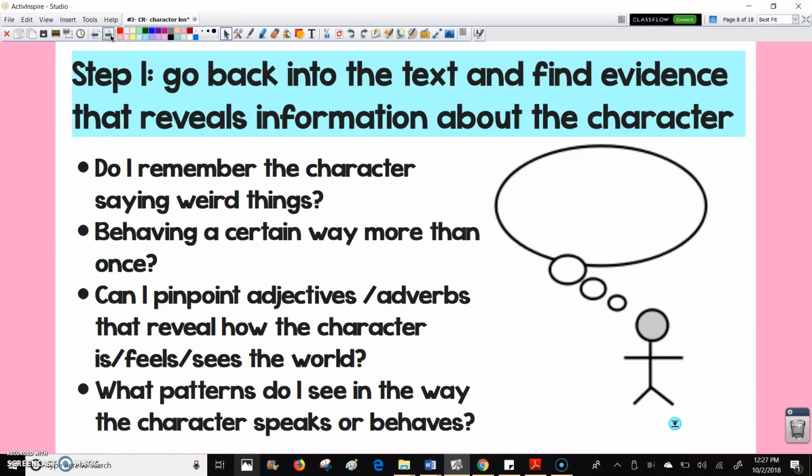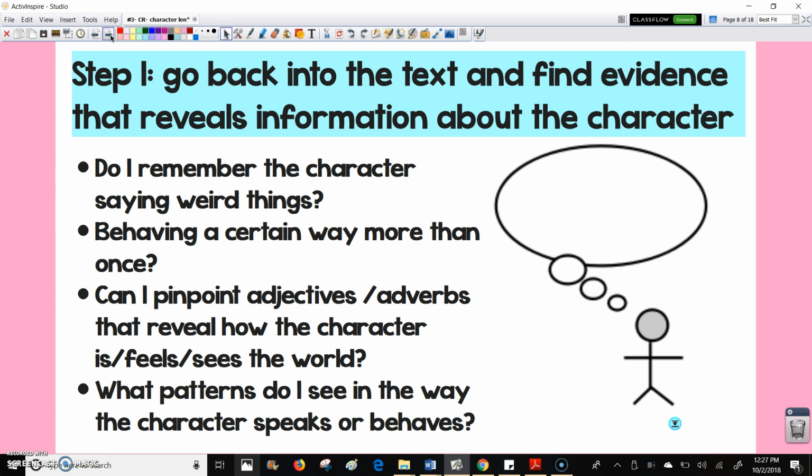First step: I have to choose my character. I'm going to focus on the old man. The first thing I do for this close reading is go back into the text and find my evidence. Since this is character, I specifically want evidence that reveals information about that character.